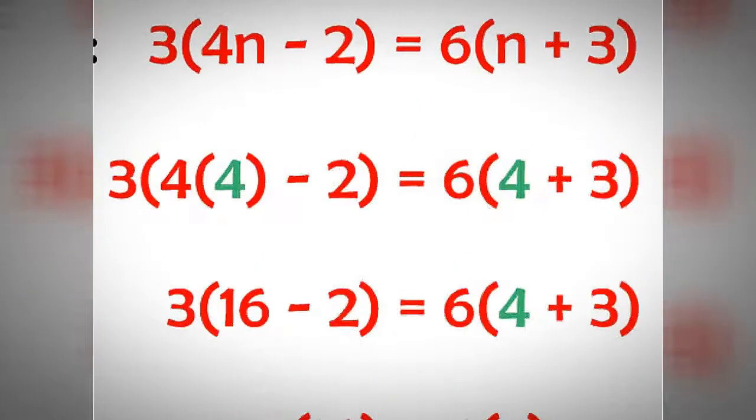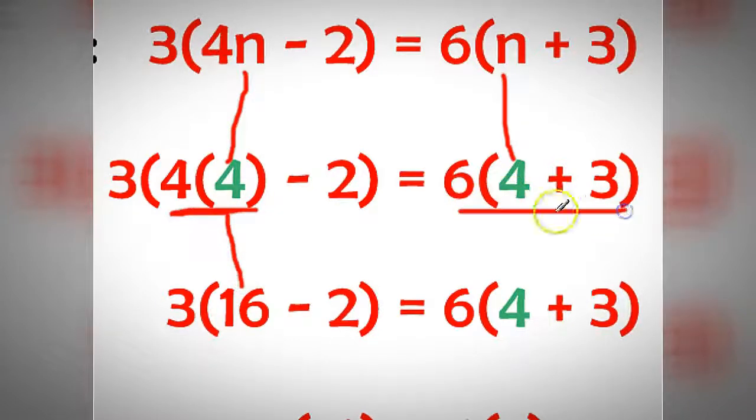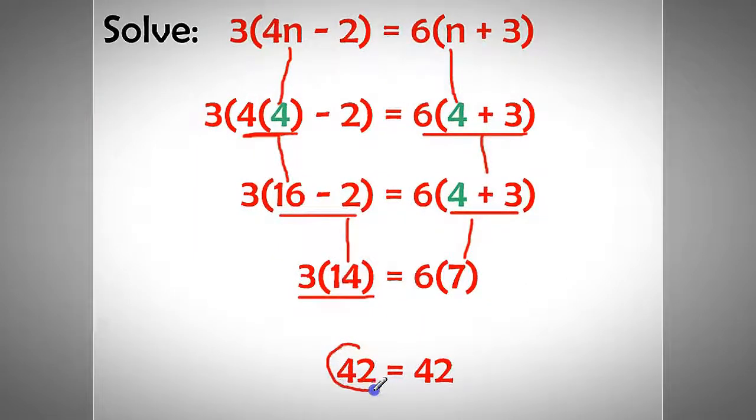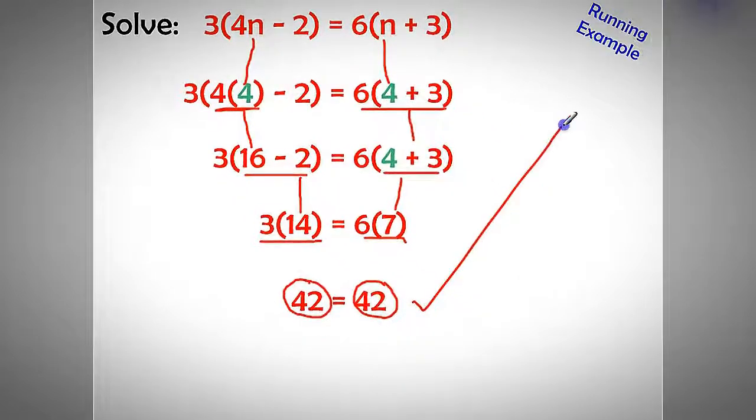So, check this out. Bam, I already did it for you. When I take the 4 and plug it in for the n, which I did right there and right there, I now use my order of operations. The next thing I do is 4 times 4, and it gives me 16. Over here, I just kept it the same. I keep using my order of operations. 16 minus 2 gives me 14. 4 plus 3 gives me 7. And now on the left side, I get 42. On the right side, I get 42. Woohoo! Time to rejoice, because that means you have a correct solution.